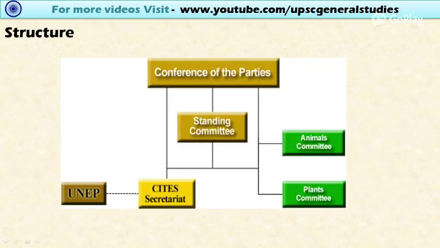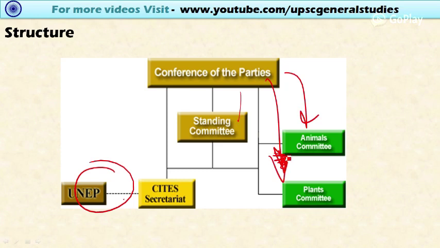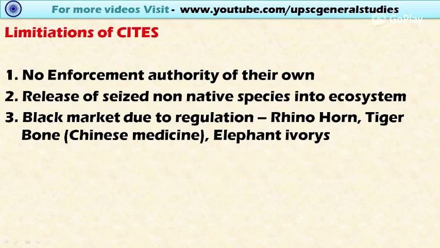The structure includes the Conference of Parties, which is maintained by the UNEP Secretariat, and it has a standing committee. The Conference of Parties also has animal committees and plant committees, which guide and provide a policy framework for regulating international trade. Even though it is successful in regulating international trade, it has various limitations, because CITES per se does not have enforcement authority of its own. It has to rely on the member countries for the enforcement of its rules and regulations. So CITES does not have its own enforcement agency, and it has to depend on the member countries.